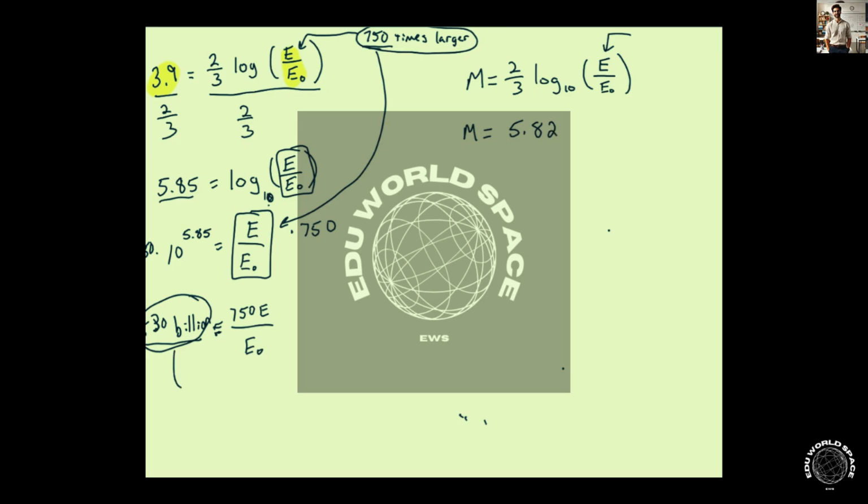Again, this number, you want to get that on your calculator by taking 750 times 10 to the 5.85 power, and we plugged it back in.